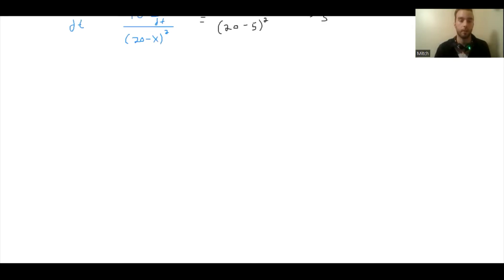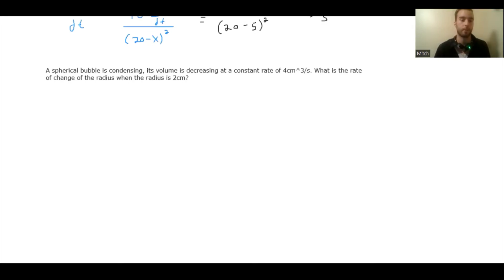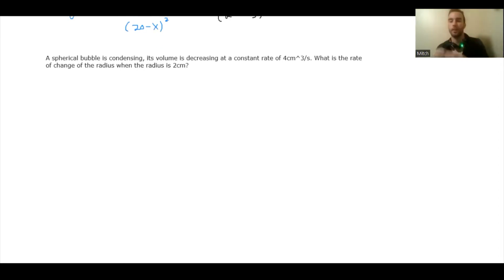So here's another one, and it's going to be a really similar strategy. We have a spherical bubble, you're outside blowing bubbles, that's fun, but it's cold, so it's condensing, the volume's decreasing at a constant rate of this. So we're given dV by dt, which equals, I guess we could say negative, and just like at the end, keep in mind that this negative just means it's decreasing. So negative 4 centimeters cubed per second.